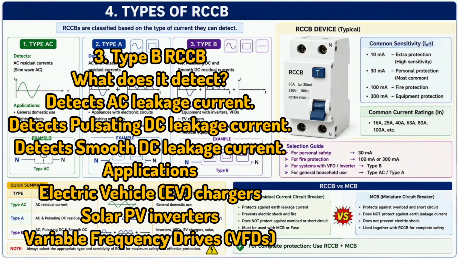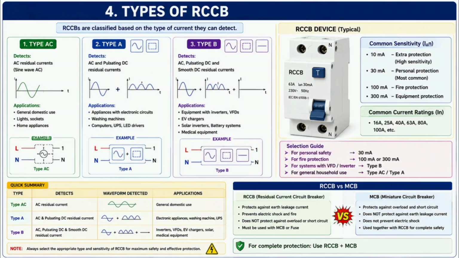3. Type B RCCB. What does it detect? Detects AC leakage current. Detects pulsating DC leakage current. Detects smooth DC leakage current. Applications: electric vehicle EV chargers, solar PV inverters, variable frequency drives, VFDs.